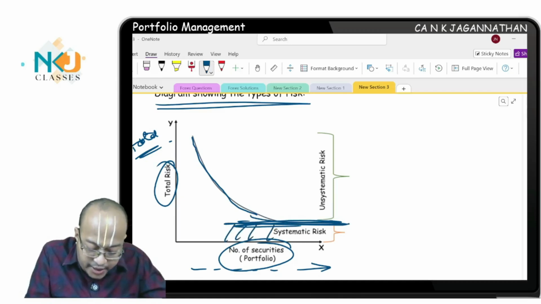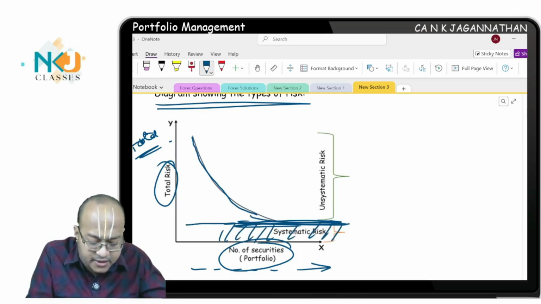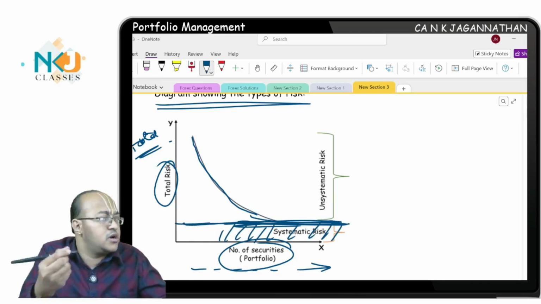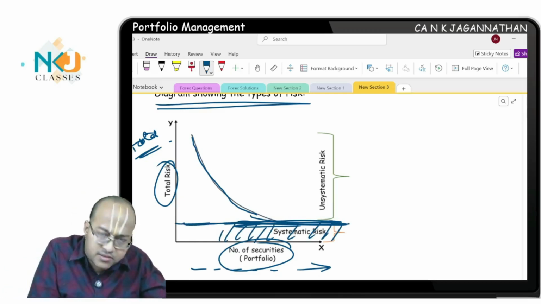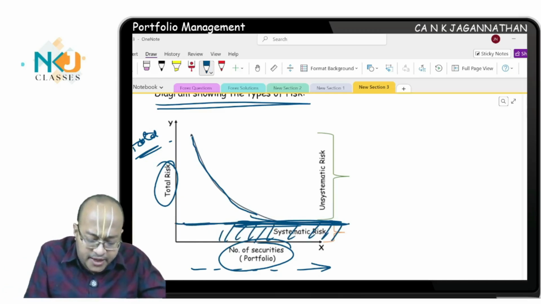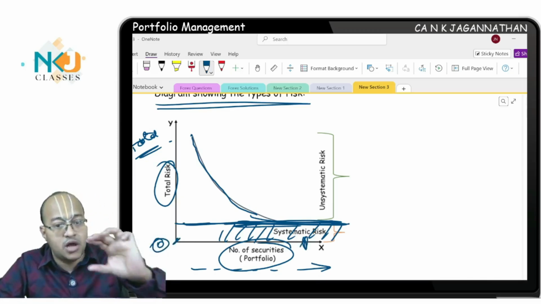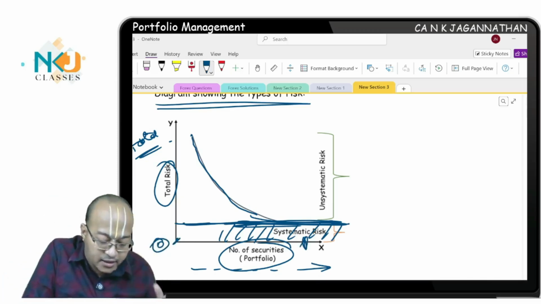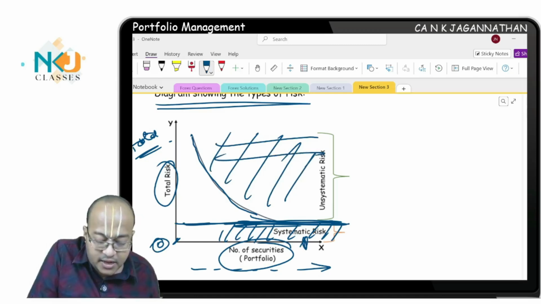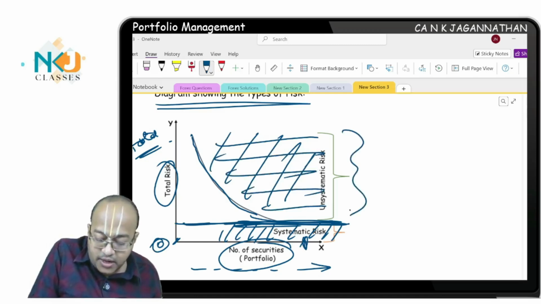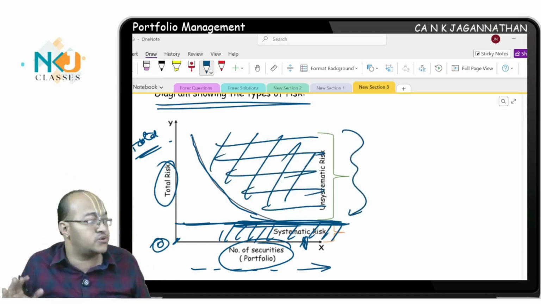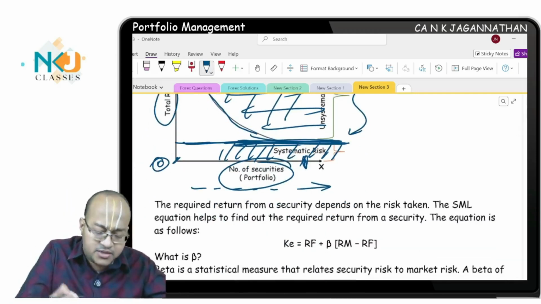This portion I call systematic risk, which means systematic risk will never be reduced fully. To put it simply, the risk starts from here and falls down, but it never touches the x-axis. If it touched the x-axis, the total risk would become zero. At some point it stops, and what is diversified away is the unsystematic risk. Only the unsystematic risk can be diversified and reduced, never the systematic risk. This is just a representation.